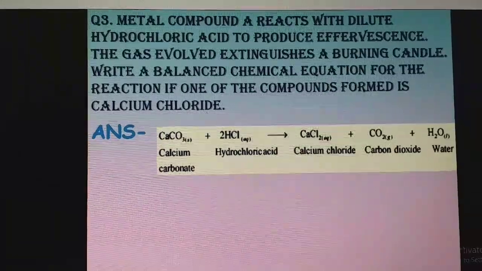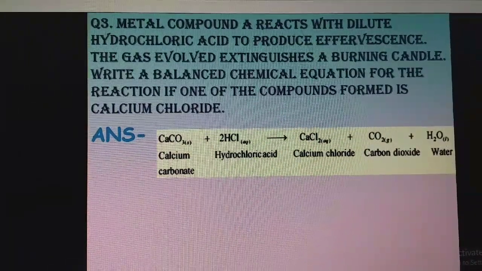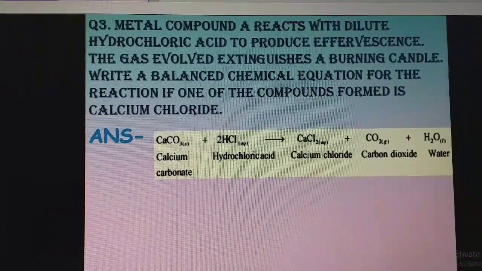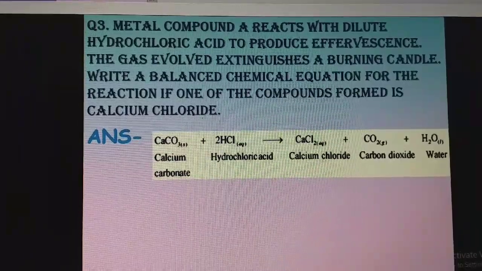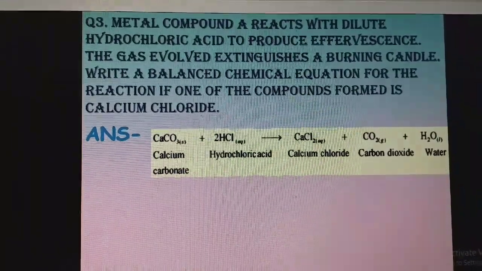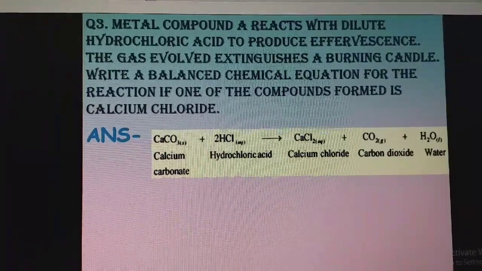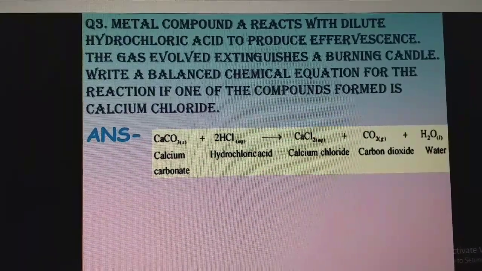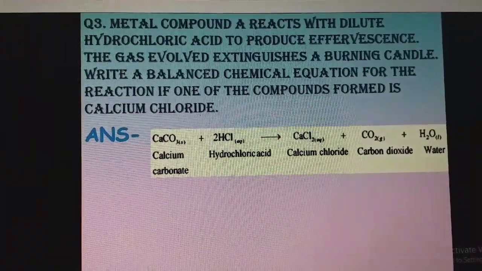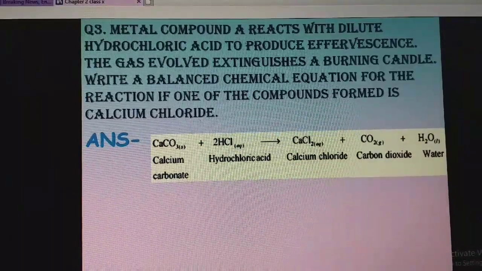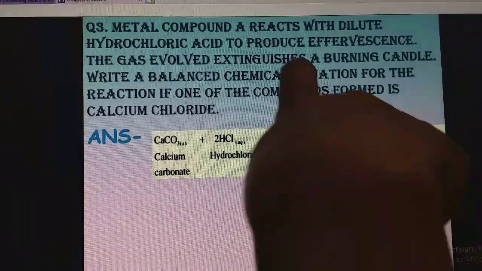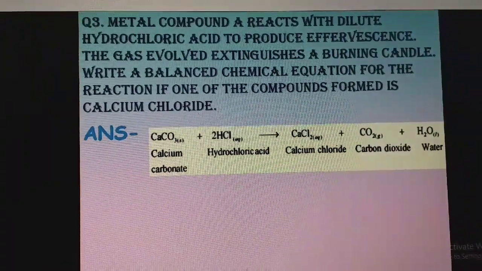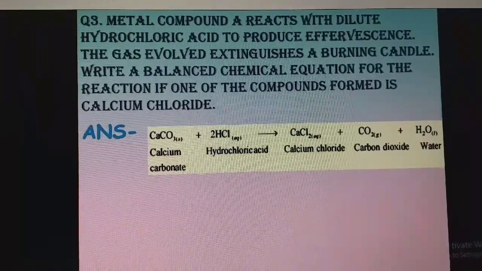Metal compound A reacts with dilute hydrochloric acid to produce effervescence. Effervescence means whenever you open the soda bottle, it fizzes out. That is nothing but effervescence, we say. A gas evolved extinguishes a burning candle. Write a balanced chemical equation for the reaction if one of the compounds formed is calcium chloride. So calcium carbonate reacts with HCl and you get calcium chloride plus carbon dioxide and water. Effervescence means immediately you can guess it is carbon dioxide, CO2. How will you test the CO2? You have to pass it through lime water. It turns milky.